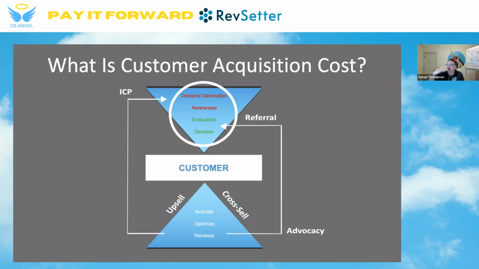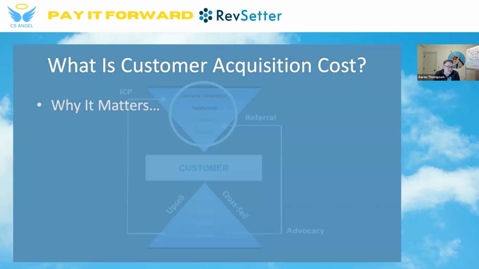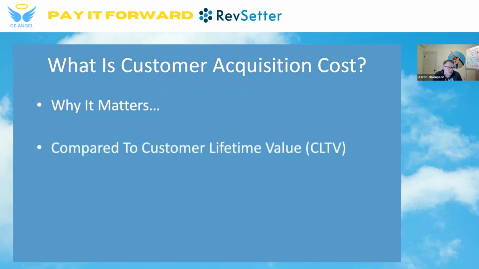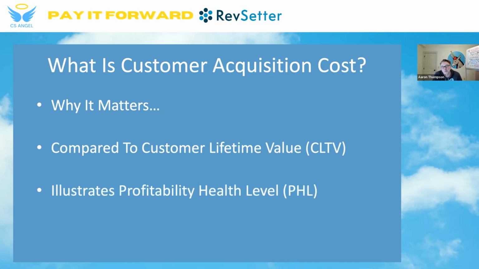MQLs converting into SQLs, converting into customers. And in the product era, that's kind of all we really needed to focus on in terms of overhead expense. And that's where the customer acquisition came from. And why this matters is because when we compare it to your lifetime value, it will outline whether we were actually profitable on that customer or not. I call it the profitability health level, or PHL.